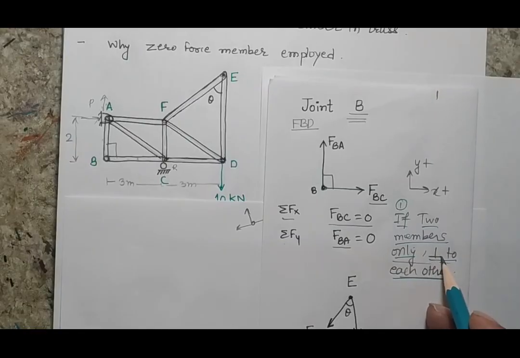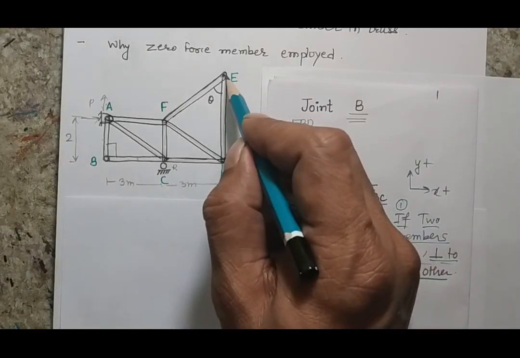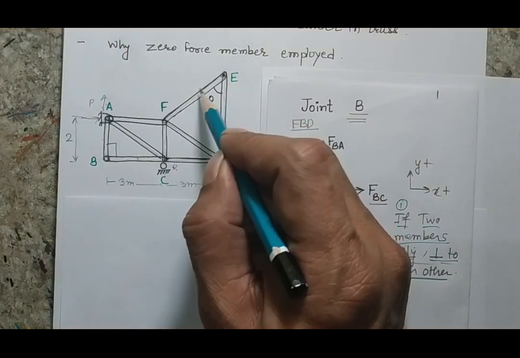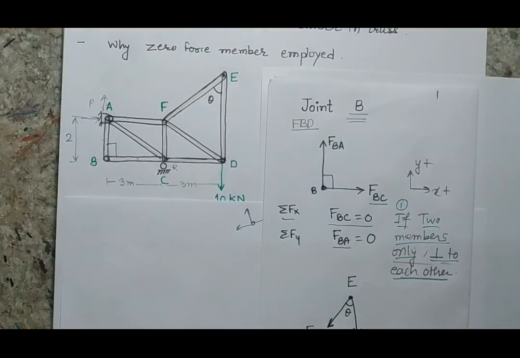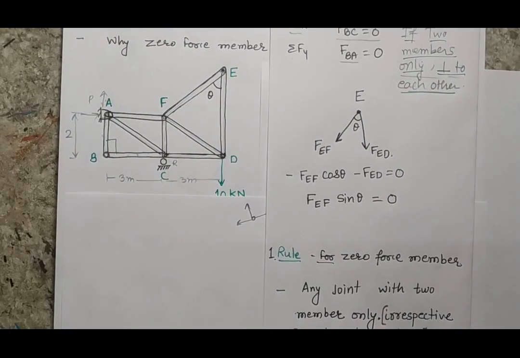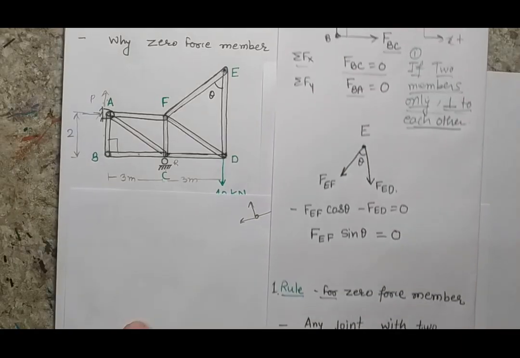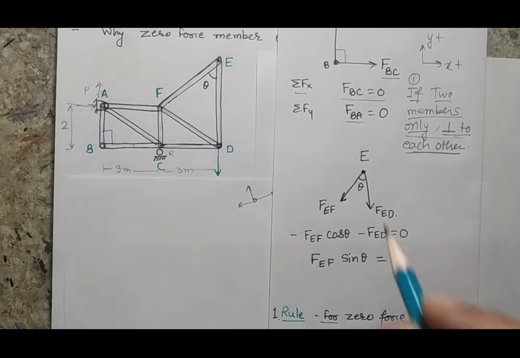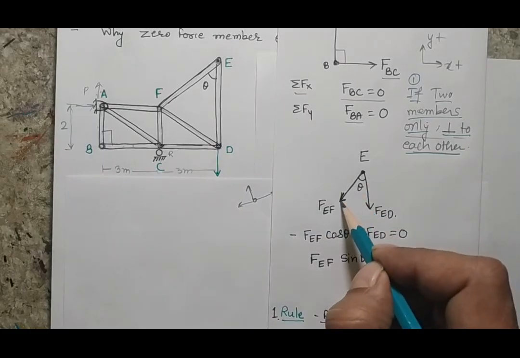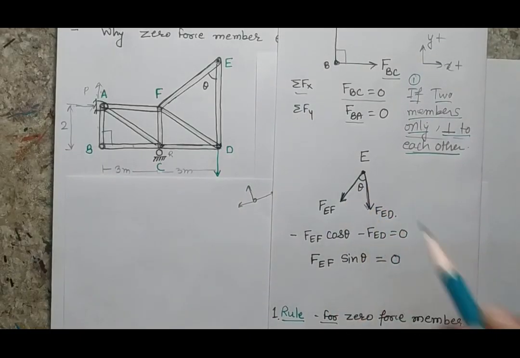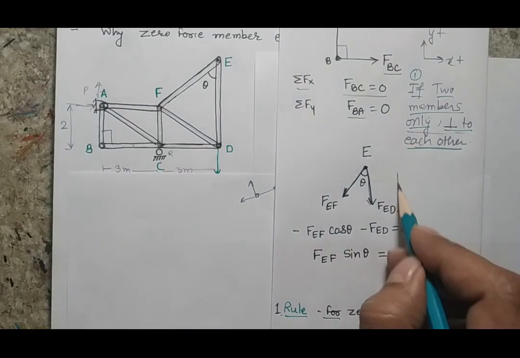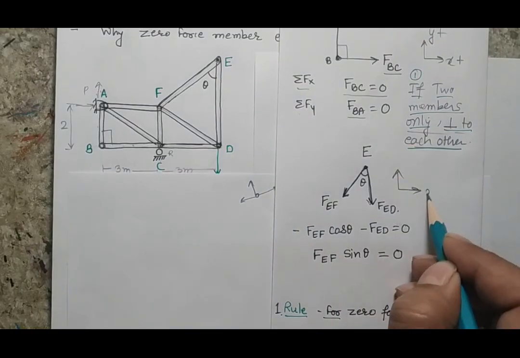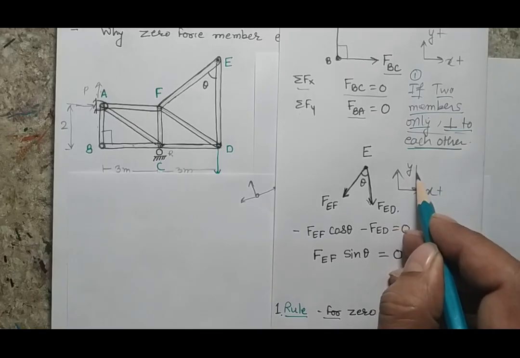Now the question arises: if I consider joint E, here I know that the two members are not perpendicular. That means will these members be load bearing members or not? Let's see. This is the free body diagram of joint E, and I can see that in the case of joint E there will be two members. One member is going along this direction, another member is going vertically downward. Let's first decide my horizontal and vertical axes: one is the positive x direction, one is the positive y direction.